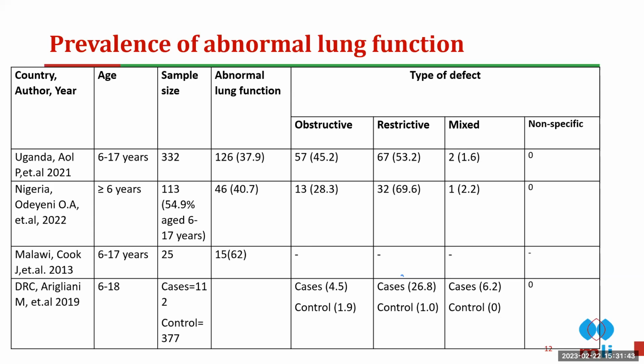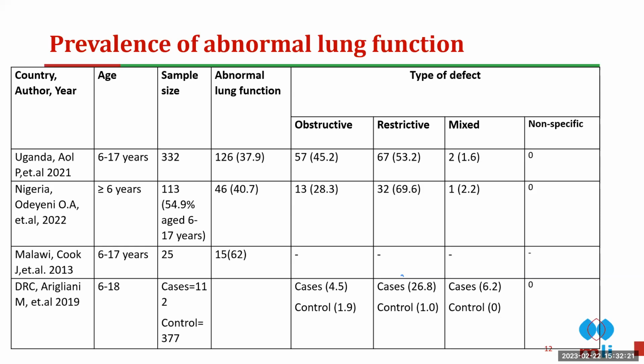In Nigeria, there was another study, again done in children 6 years and above, because these are the children who can perform spirometry. This also included some adults, but more than half of them were children. Again, obstruction was 28.3%, restriction 67%, and mixed type 2.2%. The study in Malawi was a very small study, just 25 children. They didn't go ahead to classify the abnormalities, but they noted that at least 62% of them had abnormal lung function.